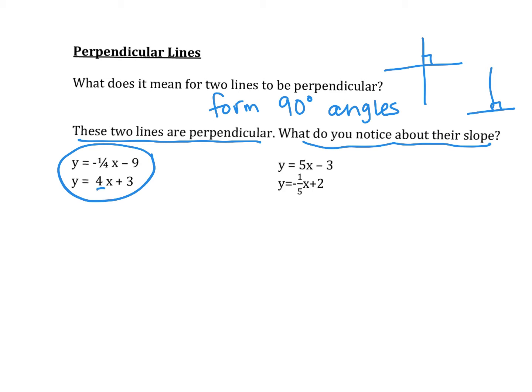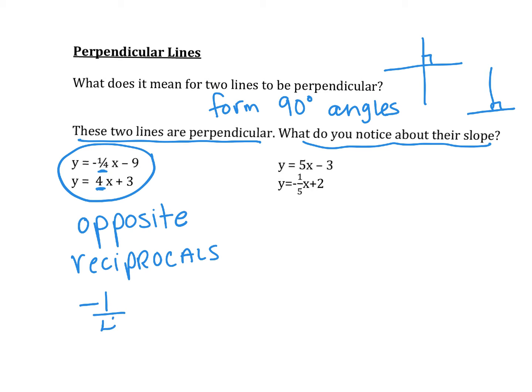So we want to pay attention to the slopes, and what we should notice here is that their slopes are opposite. When one is positive, one is negative, but they're also reciprocals. So they've been flipped upside down. In other words, a perpendicular line slope is as opposite as you can make it. So if one is -1/4, the other one is going to be positive, and we'll also switch out the rise and the run.